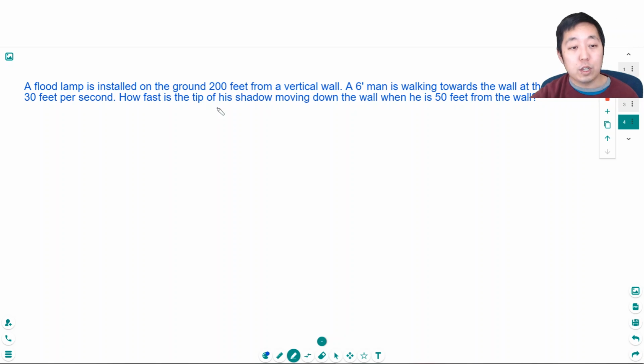A flood lamp is installed in the ground 200 feet from a vertical wall. So I have a wall here. Let's put a little lamp here. I haven't actually done these problems to see if they are worded correctly. A flood lamp is on the ground, 200 feet from the vertical wall.